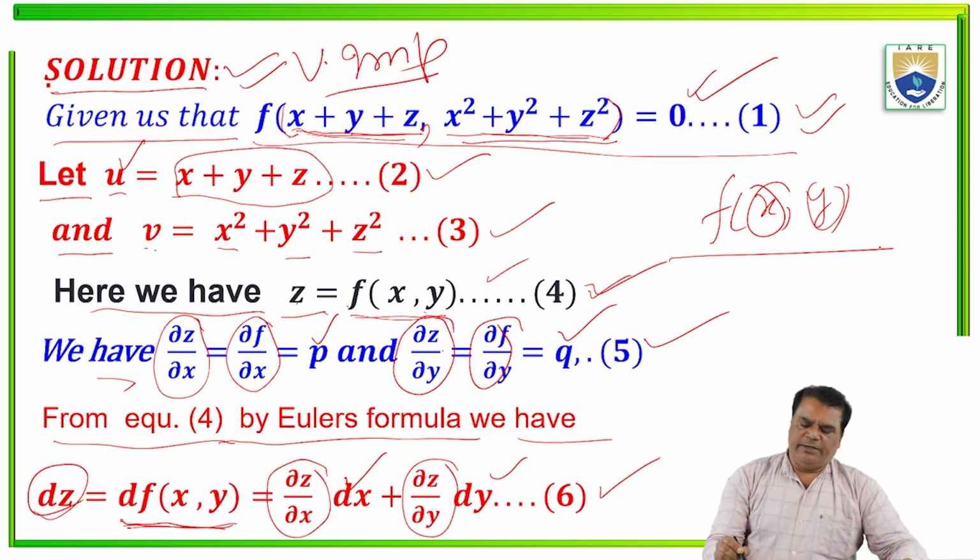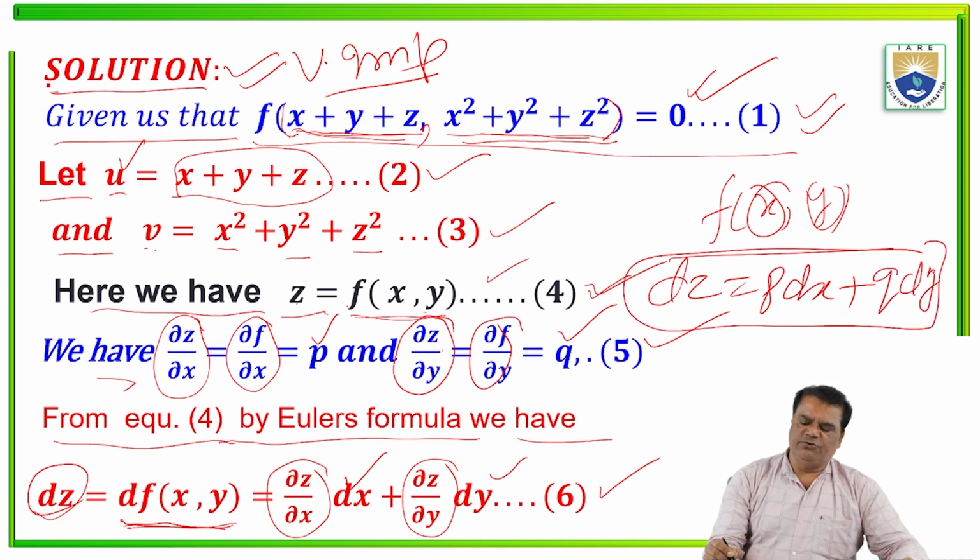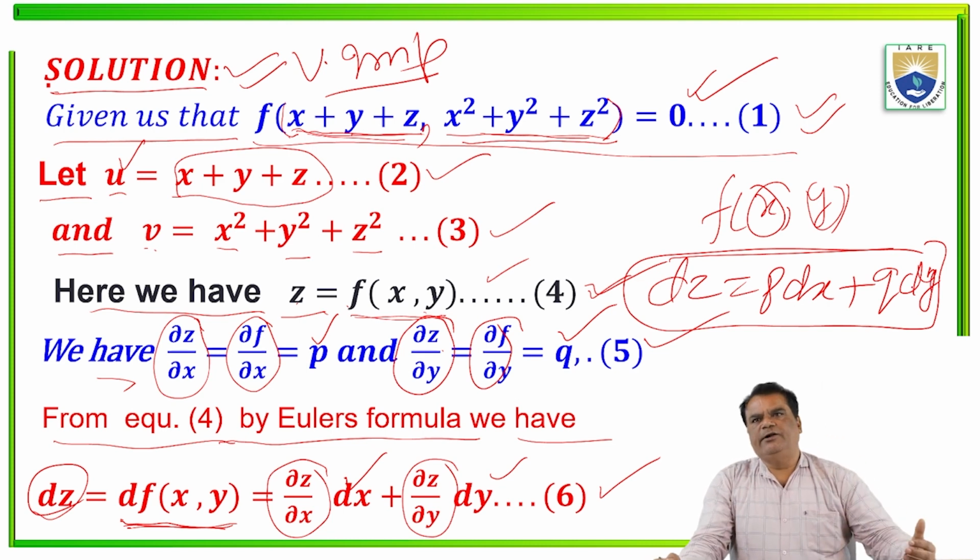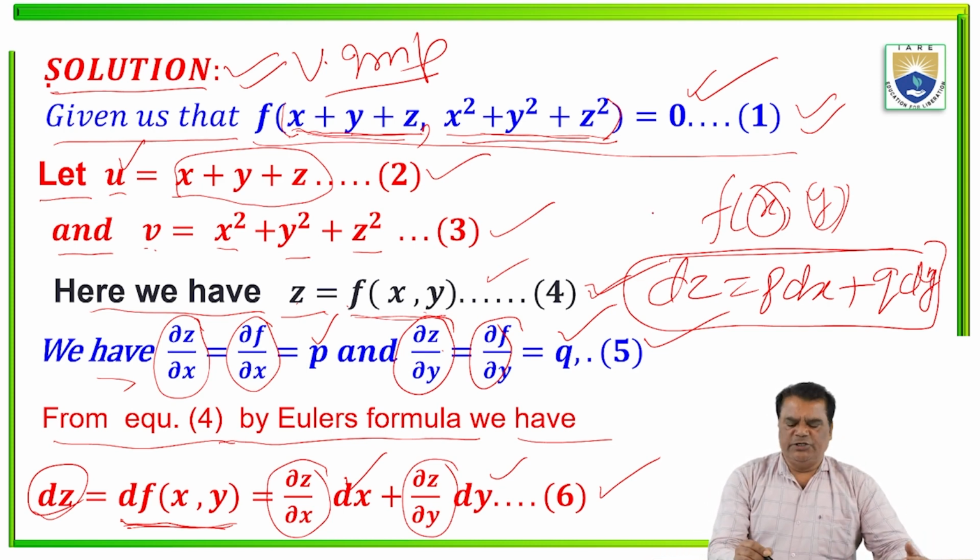Now, here dz equals dou z over dou x, which is p, into dx, plus dou z over dou y, which is q, into dy. So this is a very famous equation. If z is dependent on two variables x and y, then the total differential of z, dz, equals p dx plus q dy. This is Euler's formula: dz equals dou z over dou x into dx plus dou z over dou y into dy.